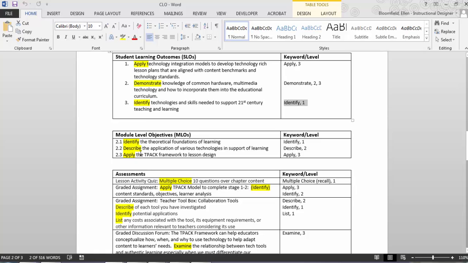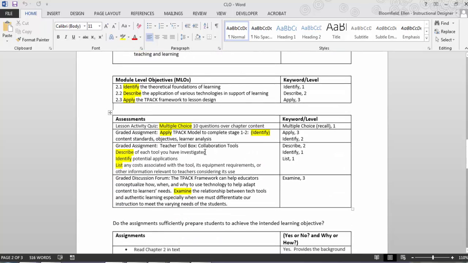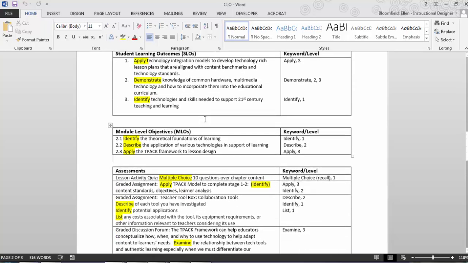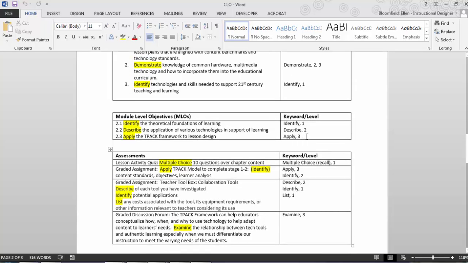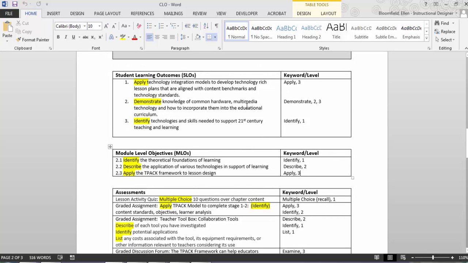Now, once you get those 2 matched up, then you want to determine whether or not the assessments are in alignment with your objectives and outcomes. So here I have multiple choice. Multiple choice quiz means recall or identify, which is also a level 1. So we are assessing at the same level that we have established with our objectives and our outcomes. For a graded assignment, I want to apply a model. Apply is a level 3. We also have identified a level 3 in our module level objectives and a level 3 in our student learning outcomes.